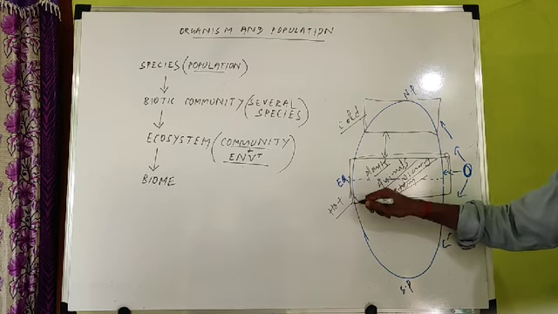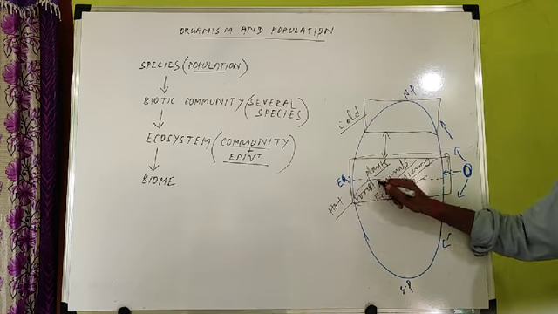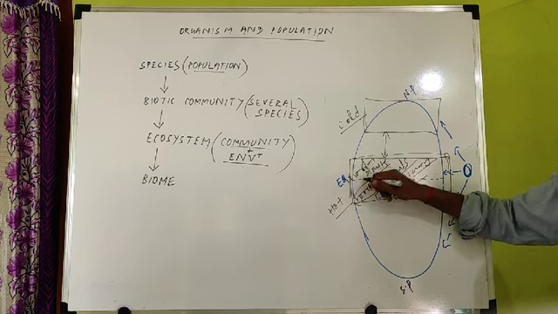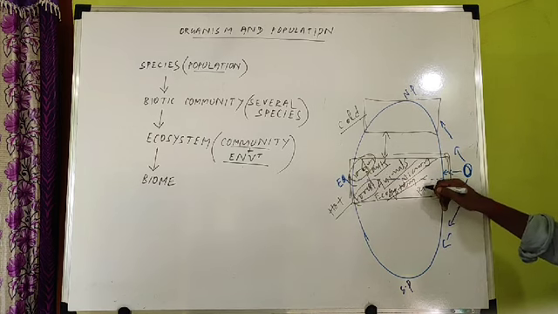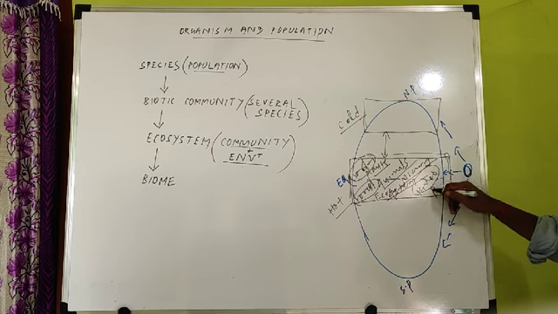In this place, you find a forest. Forest is one type of ecosystem. You find one garden. Garden is one type of ecosystem. You can find a river. River is one type of ecosystem. You can find a pond. Pond is one kind of ecosystem.